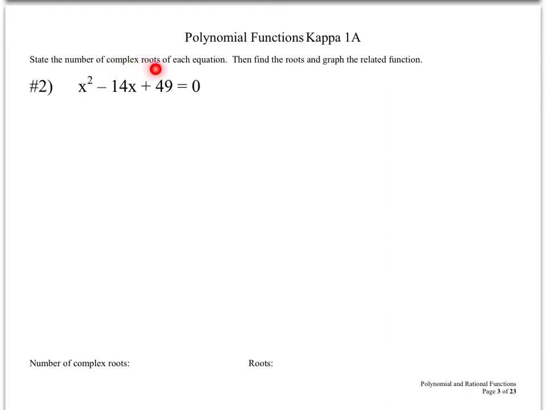State the number of complex roots, then find the roots and graph the related function. Well, since the degree of this polynomial was a 2, the number of complex roots is 2. To find the roots, we take our polynomial equation and we solve it.